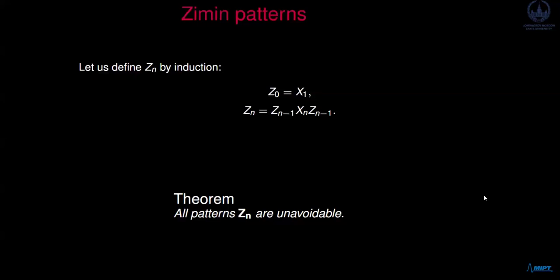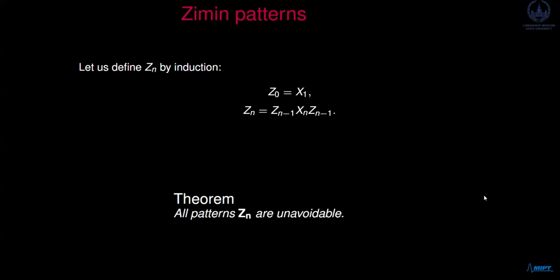Now let's introduce Zimin patterns, which are a special family of patterns that are all unavoidable. We define the Zimin patterns Z_n inductively as follows. Z_0 is x1, and Z_n is Z_{n-1}, x_n, Z_{n-1}. This means that the first Zimin pattern Z_0 is just a single variable x1.